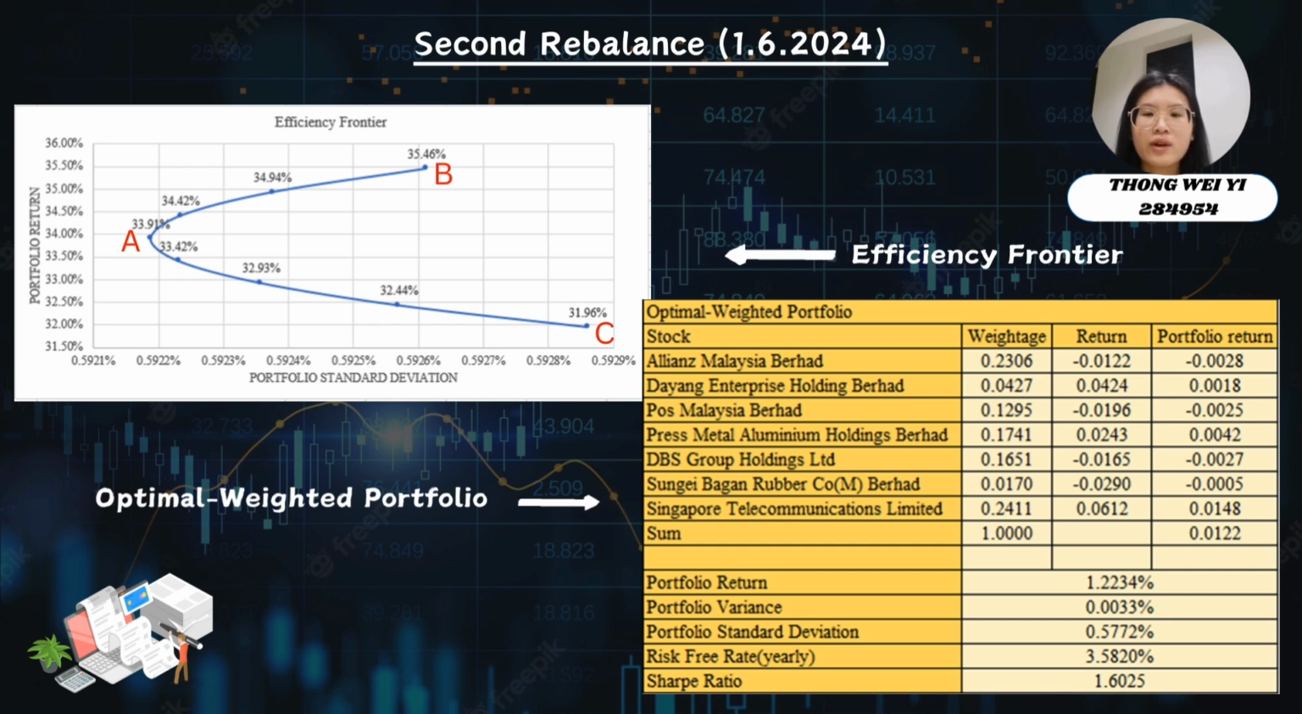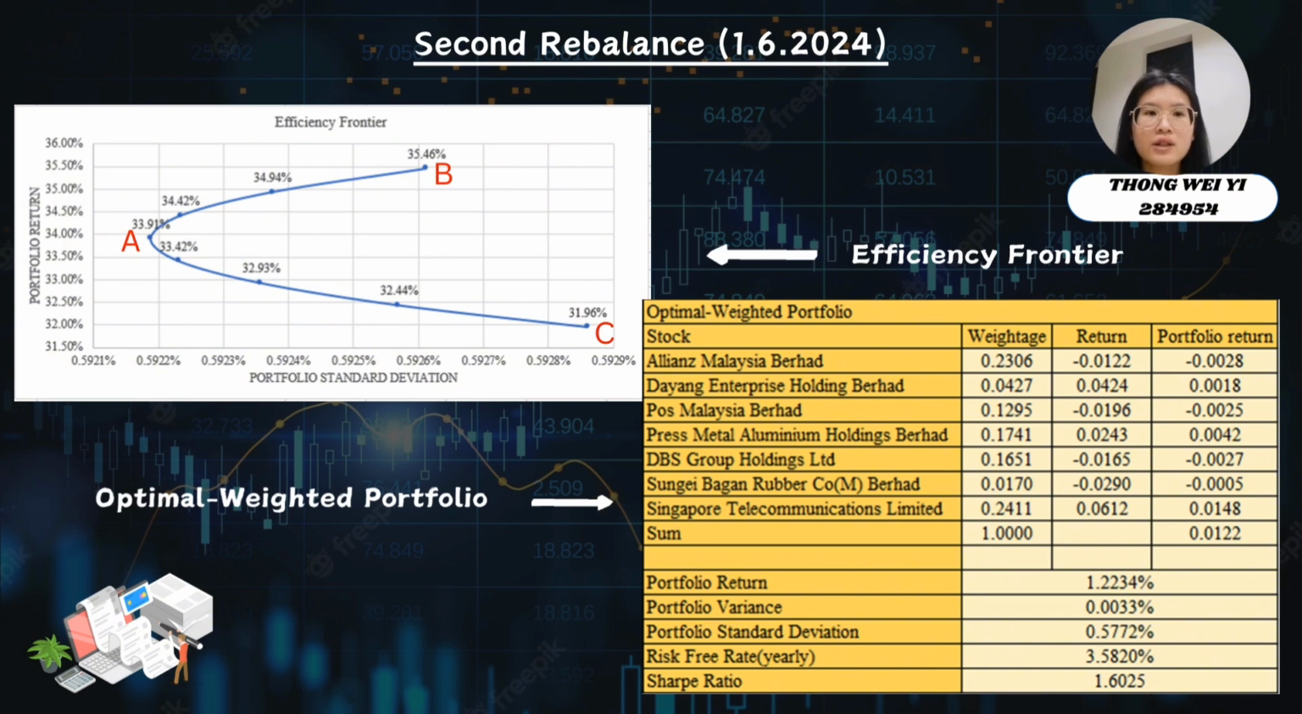Portfolio B has the greatest return of 35.46%, but it also has the second highest standard deviation of 0.5926%, which indicates that the portfolio has a high level of risk. Portfolio C has the lowest return of 33.96%, but the highest standard deviation of 0.5929%. It means that portfolio C is risky but also unable to get a favorable return if invested in this portfolio.